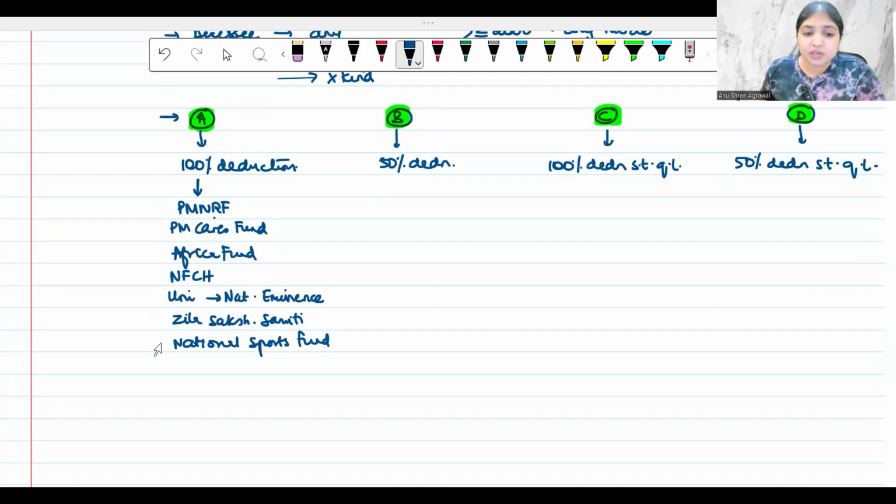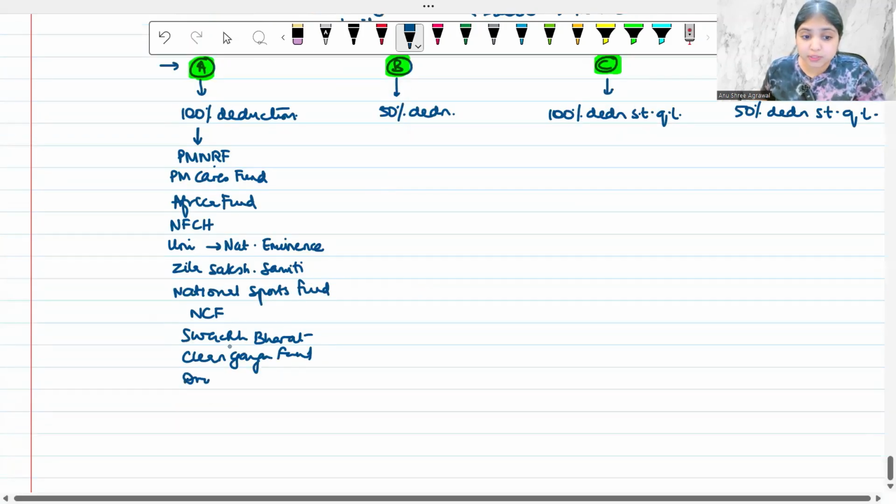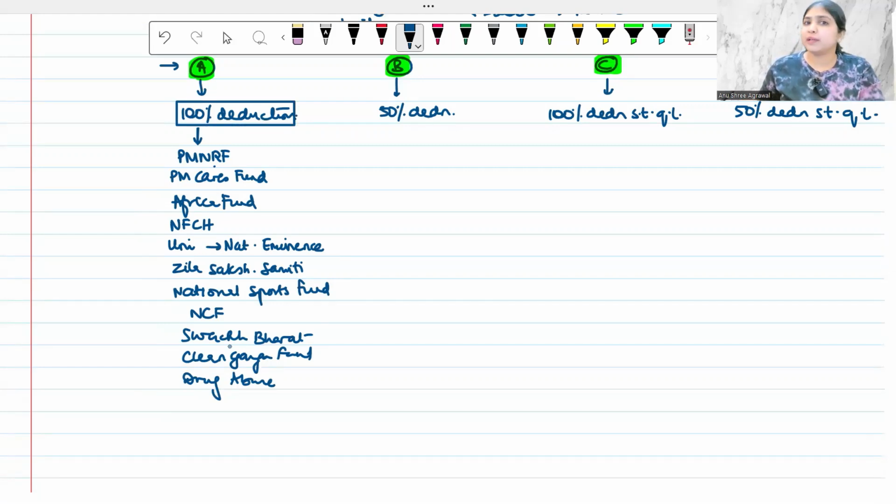Then we have the National Children's Fund. We have the Swachh Bharat Kosh. Then we have the Clean Ganga Fund. Then we also have over here the National Fund for Control of Drug Abuse. All of these funds come under category A, wherein under category A you will get 100% deduction. So whatever you contribute, full amount you will get as a deduction.